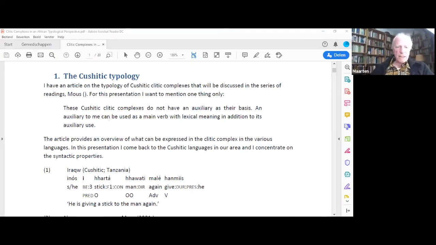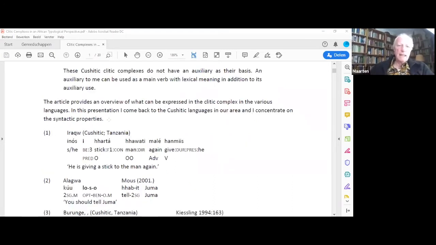Sentence one: inasi hakta hawati malihanis. We have an Iraqw sentence, and I don't know whether you will see my cursor, but I'm talking about this element, which is glossed as B and 3, indicating that the subject is a third person.